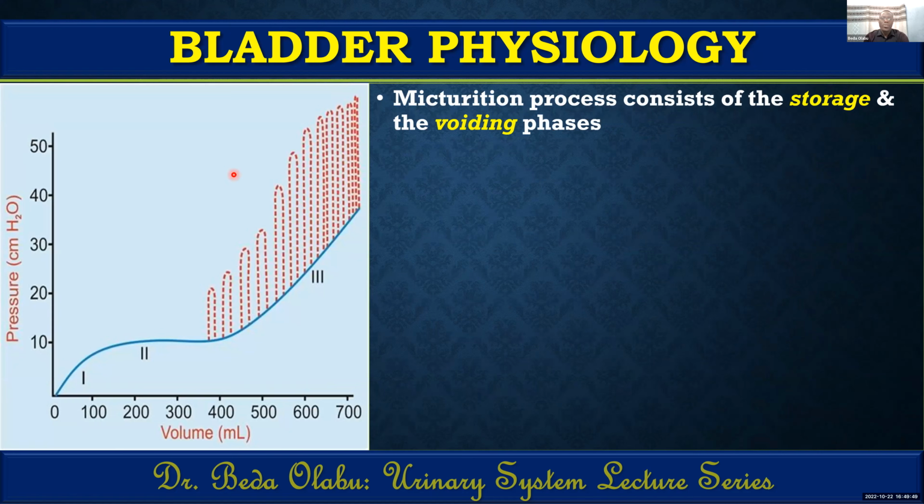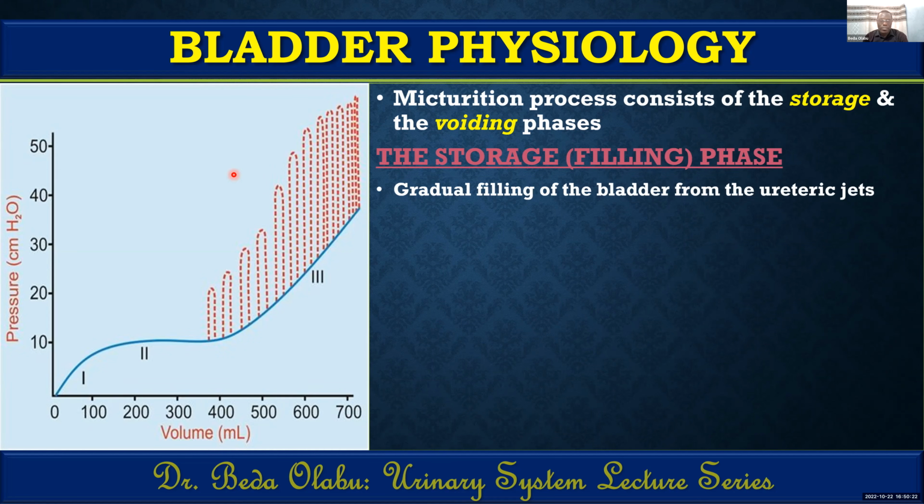Having said so, we can now talk about bladder physiology. And we look at bladder physiology in two aspects. There's a phase that the bladder takes to fill with urine, and there's a phase that the bladder takes to empty urine. So the micturition process consists of the storage phase and the voiding phase. Let's begin with the storage phase, which is the filling phase. Assume that you just emptied your urinary bladder. The urinary bladder will start to fill gradually from the ureteric jets that we mentioned.